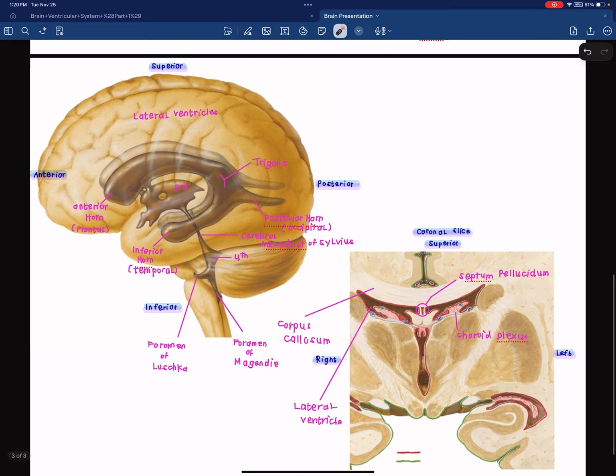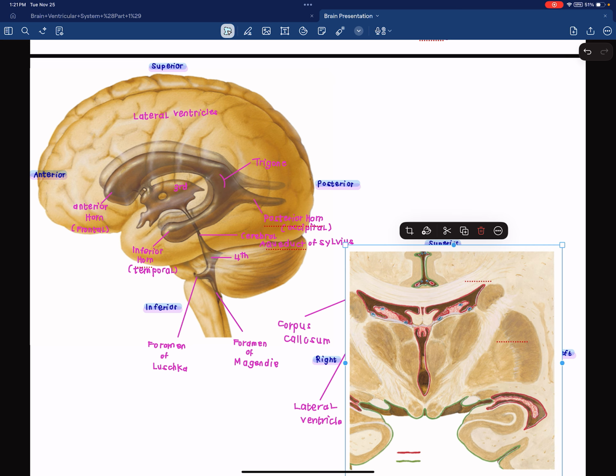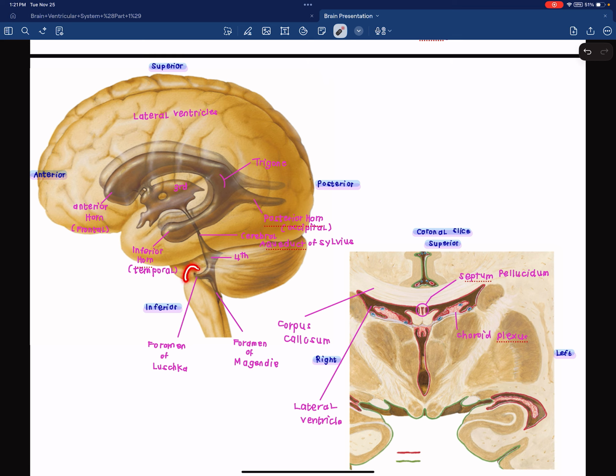So if we move inferior and slightly posterior, we can see the third ventricle just here, which sits in the midline between the thalami, and then from here we've got the aqueduct of Sylvius, or the cerebral aqueduct, that extends inferiorly and posteriorly through the midbrain, and that leads us to the fourth ventricle here, and that's located anterior to the cerebellum and posterior to the pons. We've also got the foramen of Luschka here, and the foramen of Magendie down here.